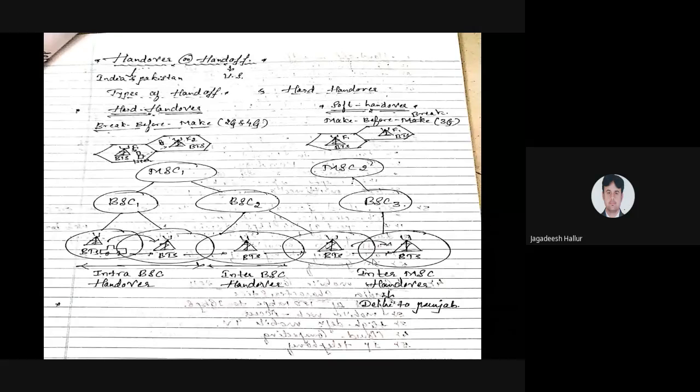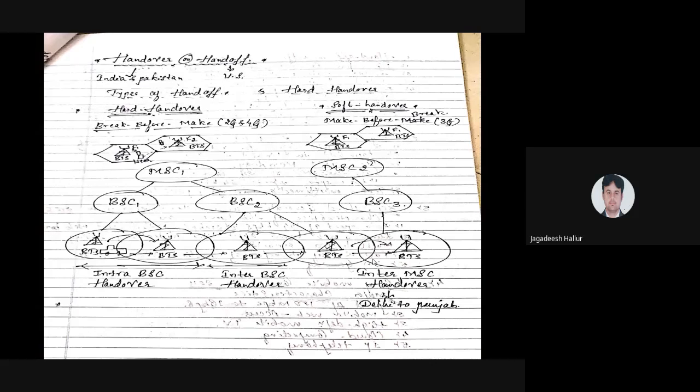Other handoffs also take place: intra BSC handover, inter BSC handover, and inter MSC handover. In India, a total of 23 to 24 MSCs are there. MSC is nothing but mobile switching center. All these MSCs are connected with each other, and there is communication between the MSCs.